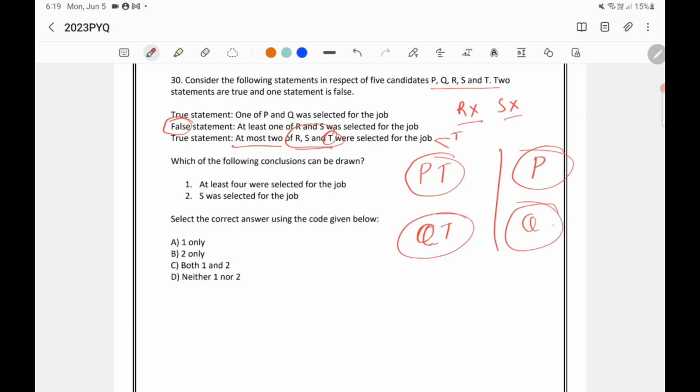Now let us see the conclusions here. At least 4 were selected. That is wrong, because in all of the conclusions that we have got, only maximum 2 were selected. So this is anyway wrong. And second statement says that S was selected for the job. That is also wrong, right? So neither 1 nor 2 was the answer. Okay.